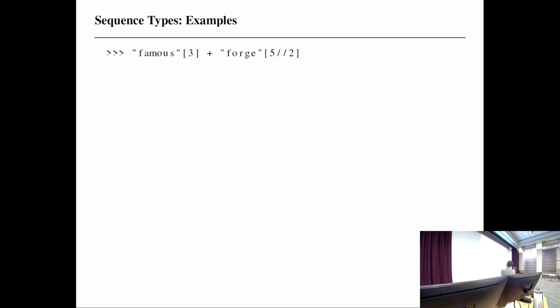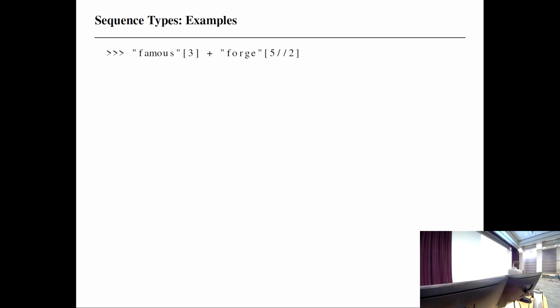So this is a string, which is a sequence type of 1, 2, 3, 4, 5, 6 elements. I'm asking for the third element of that string. What do I get back? The string of length 1, what's the letter? Oh, 0, 1, 2, 3. So I get back the string of length 1, which is an O.